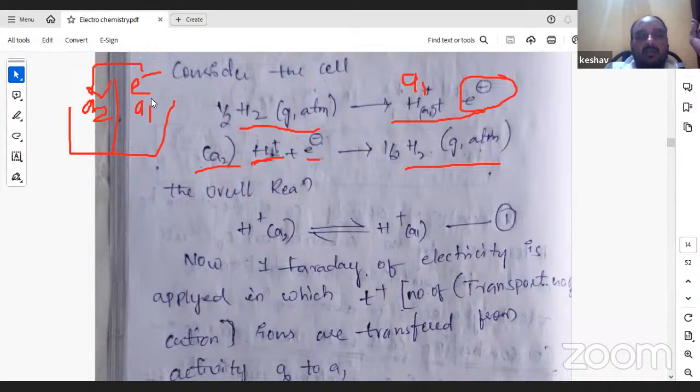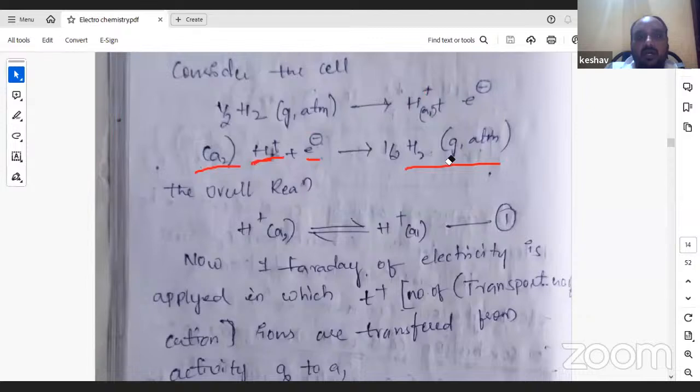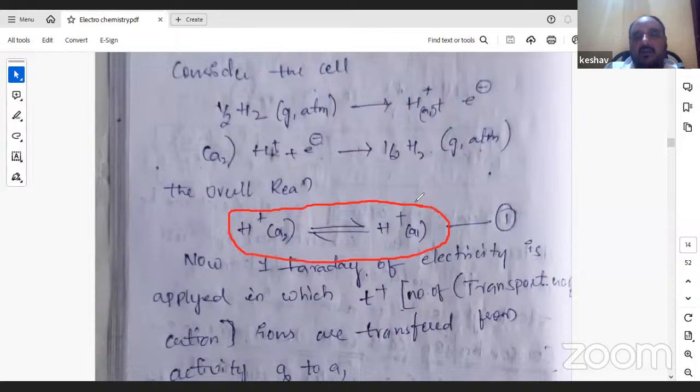So from one electrolyte solution, hydrogen is involved in oxidation. The adjacent electrolyte solution is always involved in reduction. So both oxidation and reduction take place by hydrogen only. So if we consider the overall cell reaction, that is H+ of A2 to H+ of A1. What it represents means some of the H+ ions are transferred from activity A2 to activity A1.